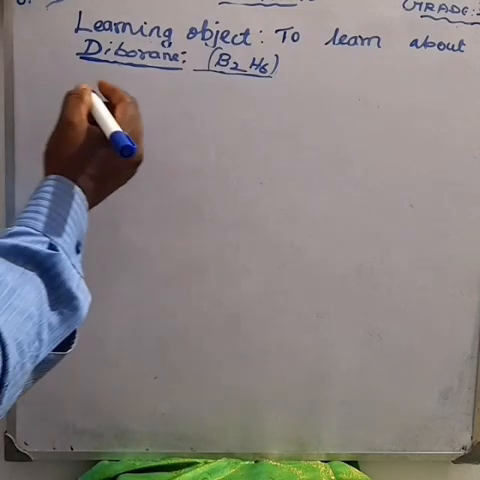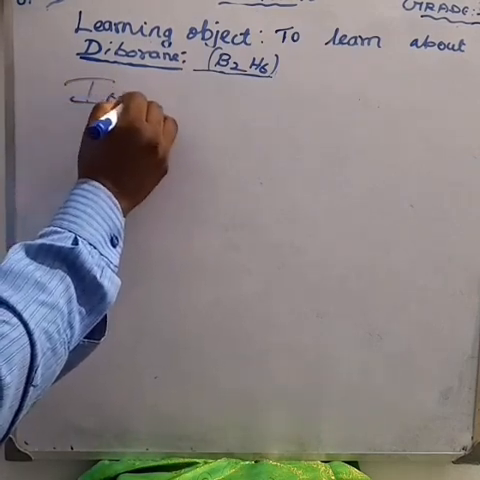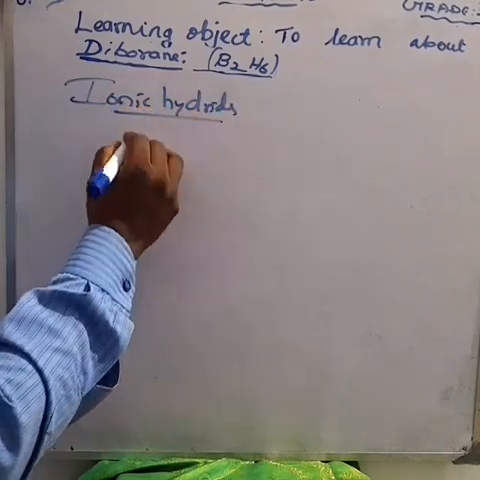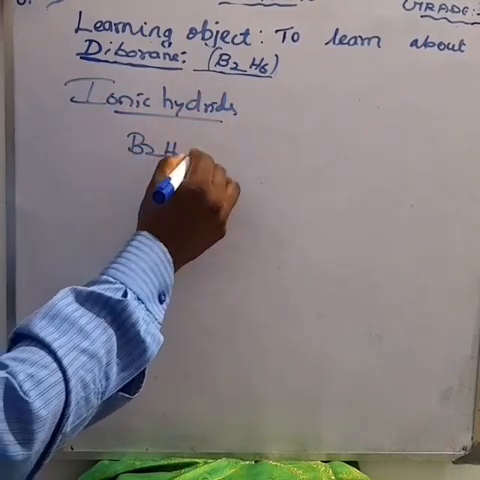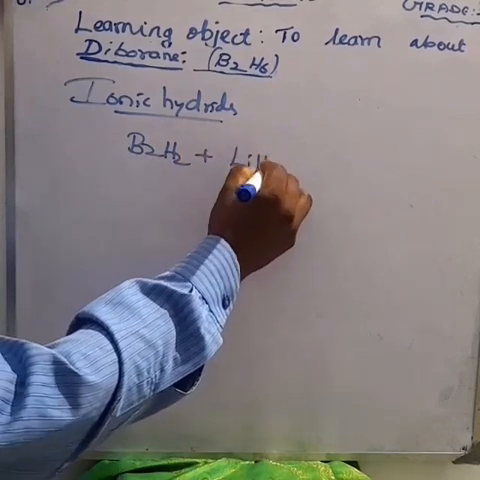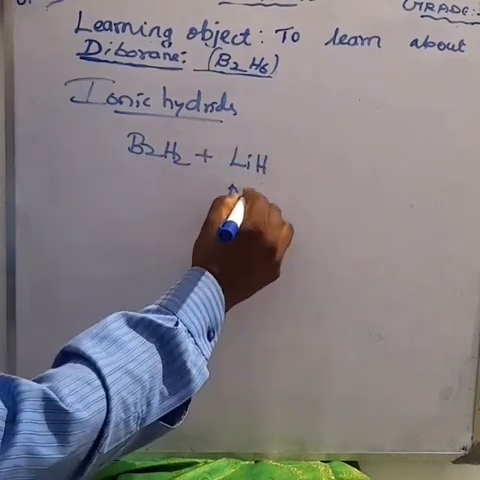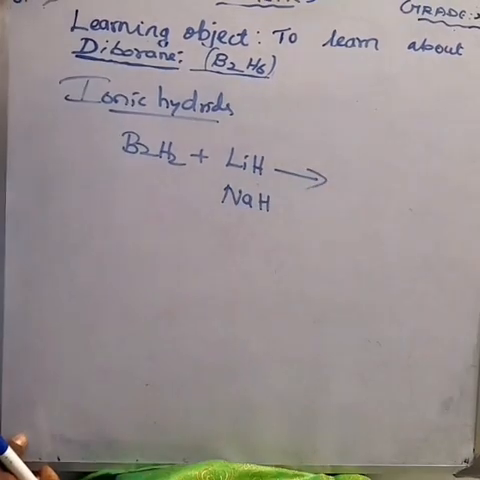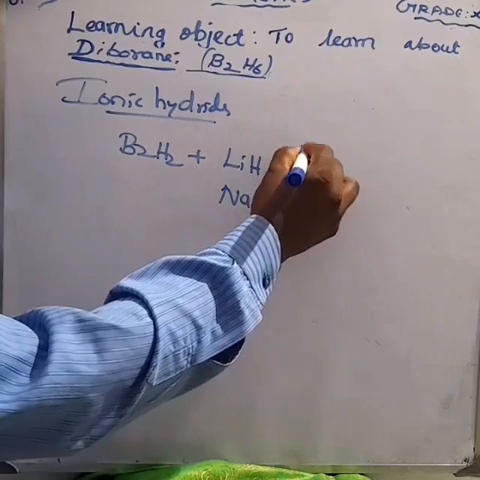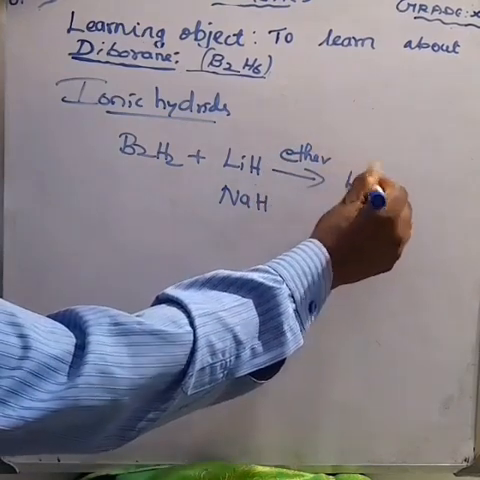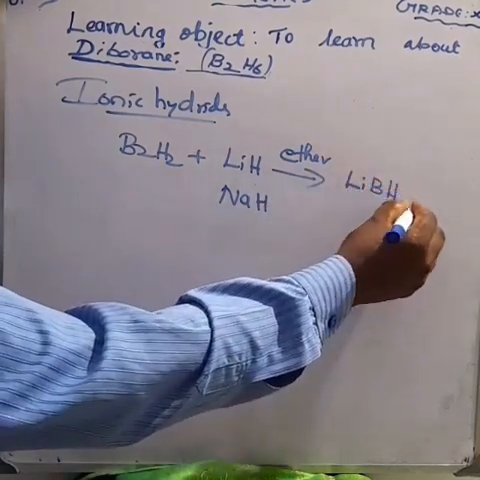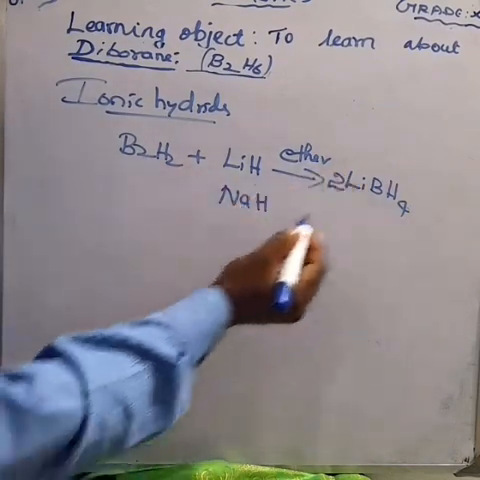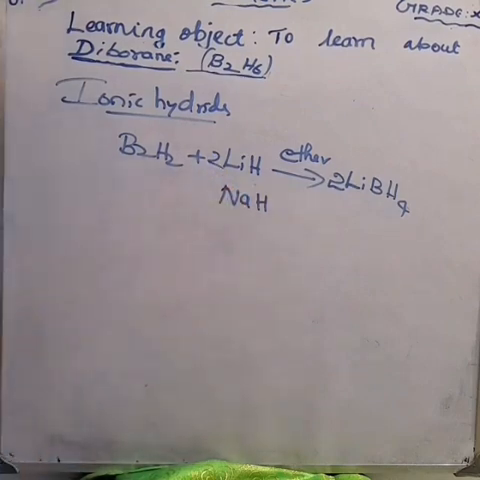Next heading is about the reaction with ionic hydride. Here diborane reacts with metallic hydride. Metallic hydride means lithium hydride, and one more we are taking sodium hydride. First lithium hydride: reaction with lithium hydride in the presence of ether, we get LiBH4, that is lithium borohydride. Here 2 boron, so make it 2 on the product side. 2 lithium. Equation is balanced.